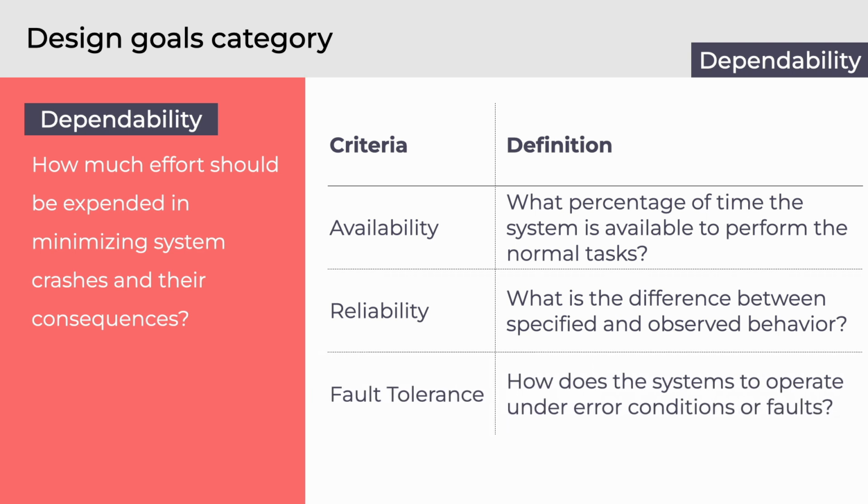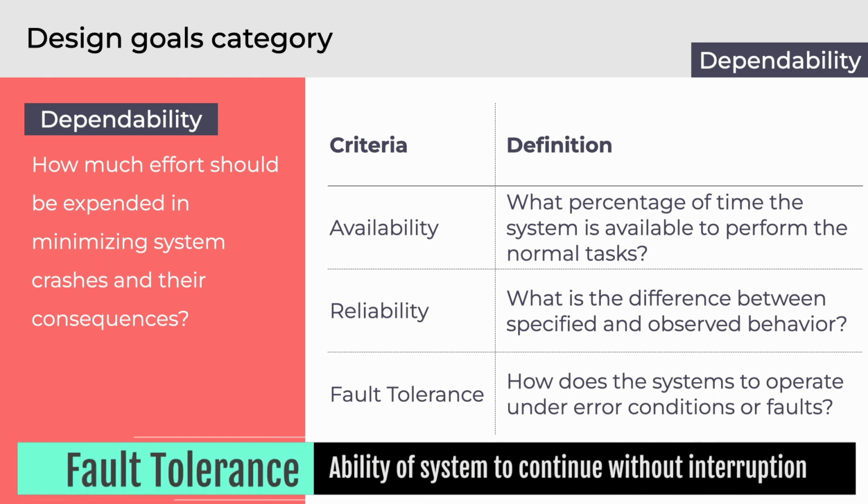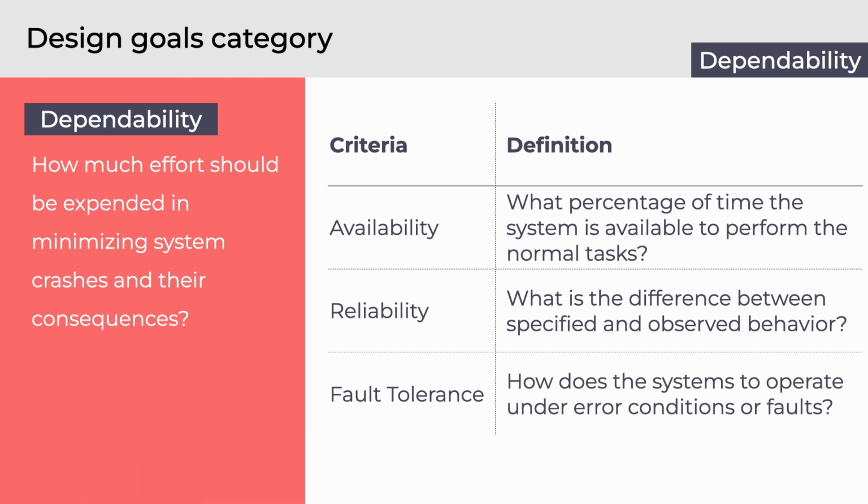Fault tolerance. How do our systems operate under normal error conditions of fault? This is expressed as fault tolerance. Fault tolerance is the ability of a system to continue operating without interruption when one or more of its components fail. Let's understand this with an example.